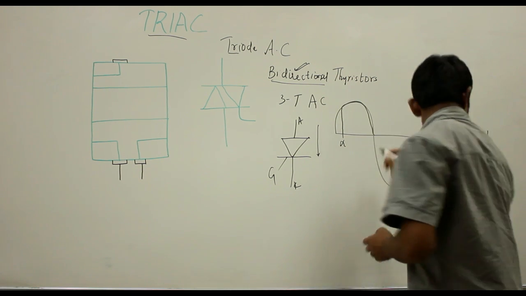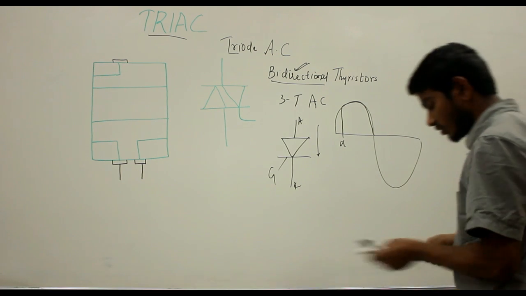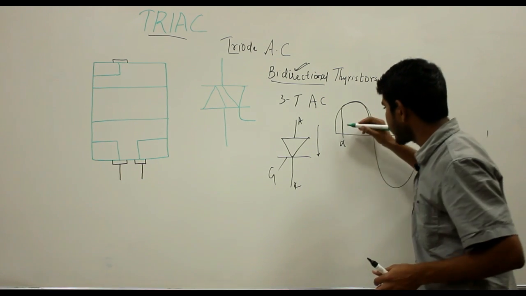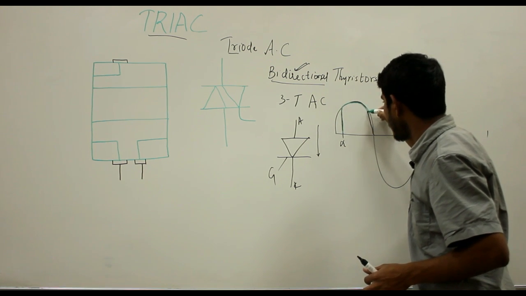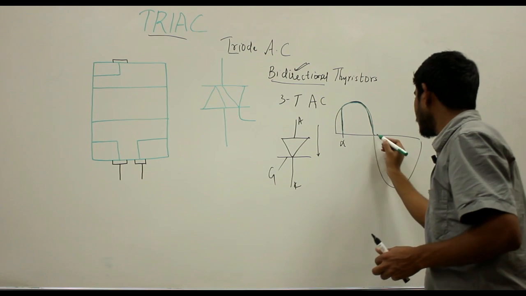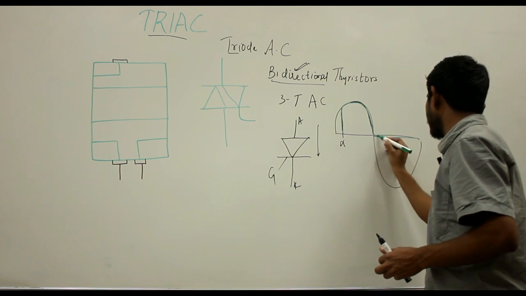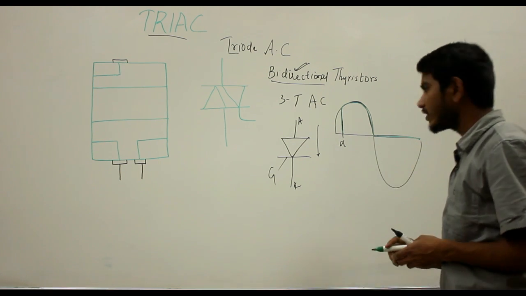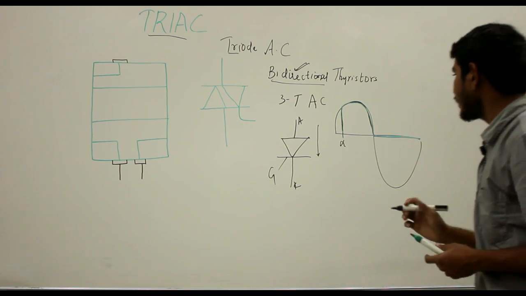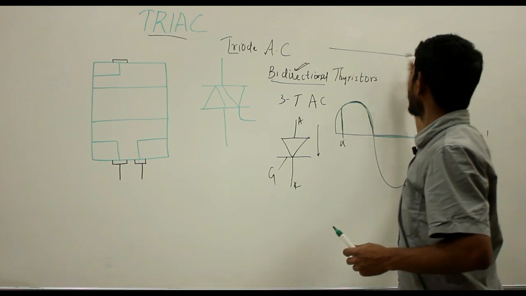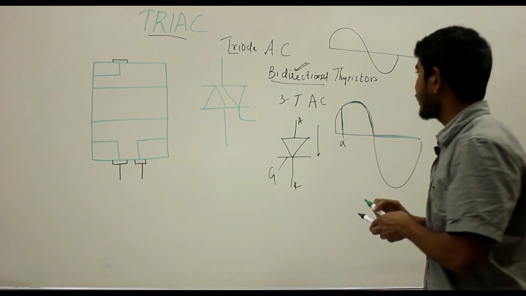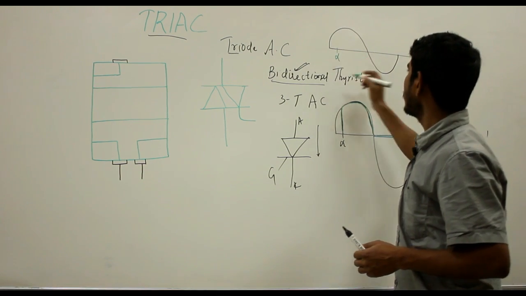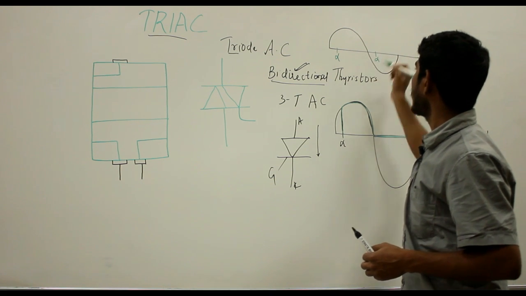Only in the positive direction can the current flow be observed in your SCR, and in the negative half there will be no conduction. Now coming to the Triac, if I draw the waveform like this, this is the firing angle alpha and this is the firing angle alpha.